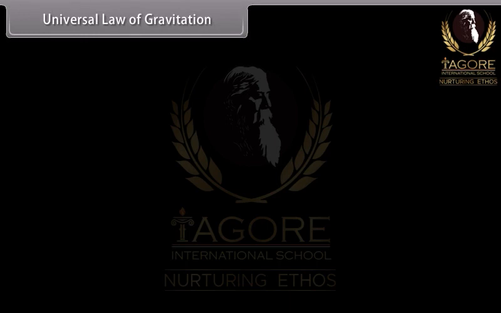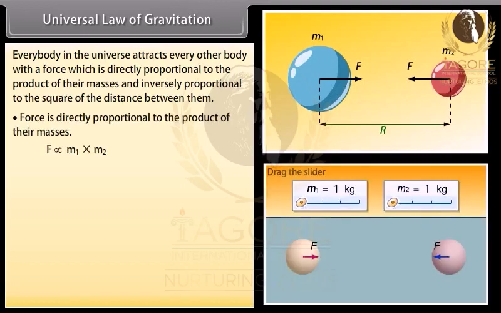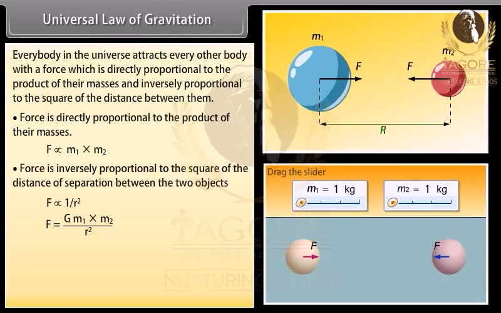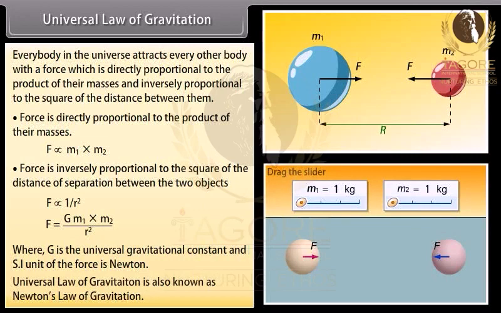Universal law of gravitation. Everybody in the universe attracts every other body with a force which is directly proportional to the product of their masses and inversely proportional to the square of the distance between them. Force is directly proportional to the product of their masses. Force is inversely proportional to the square of the distance of separation between the two objects, where G is the universal gravitational constant and the SI unit is Newton. Universal law of gravitation is also known as Newton's law of gravitation.